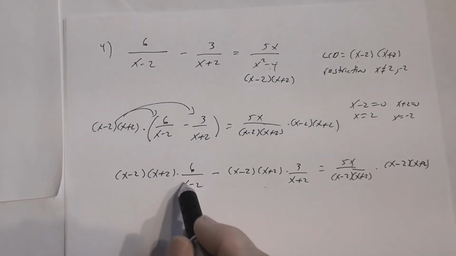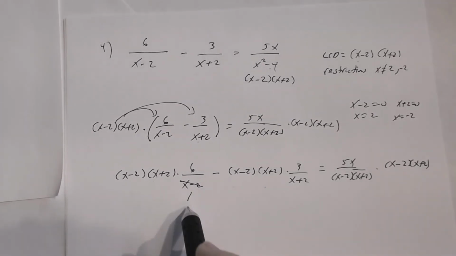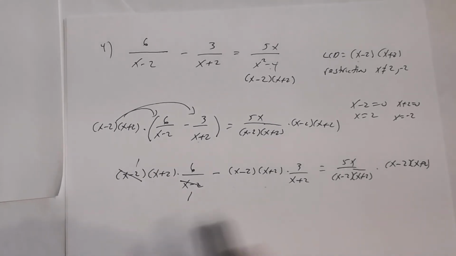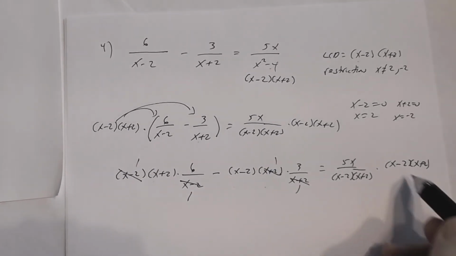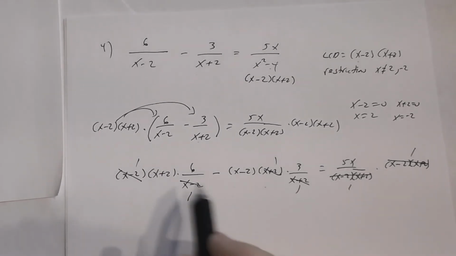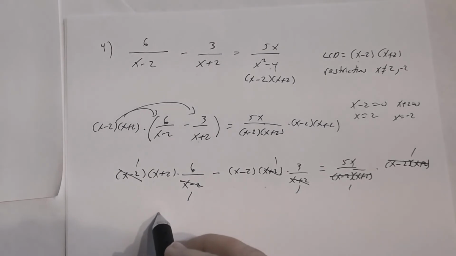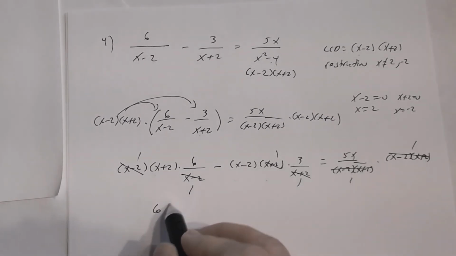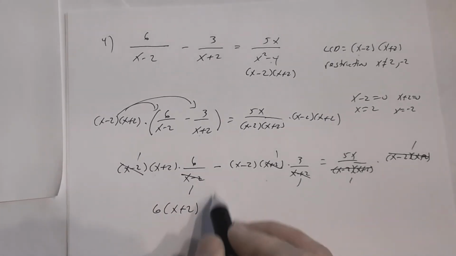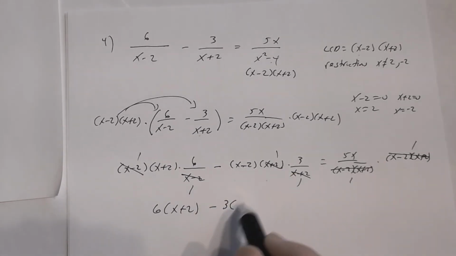And so now you reduce. So remember, the whole point of multiplying by the LCD is to get this to be a 1. And you can, because the x minus 2's divide out, the x plus 2's divide out, and all of these factors divide out. And so what you have now is this, 1 times this binomial times 6. And so let's just write the step first. 6 times x plus 2 minus x minus 2 times 1 times 3 will be 3 times x minus 2.